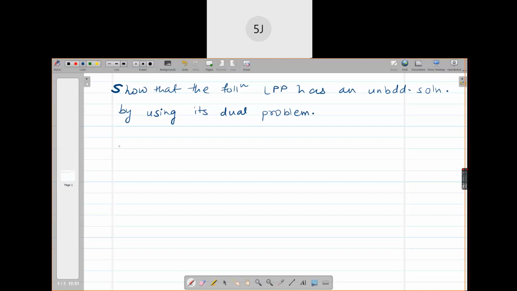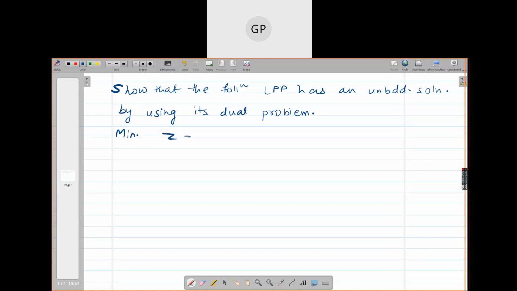Okay. So today is the last topic, the last day of LPP. That is, we are finishing LPP, simplex, BigM method, duality. The whole 3 chapters we have finished. As per the syllabus, we are finishing the 3rd chapter today. Okay, so write the problem.